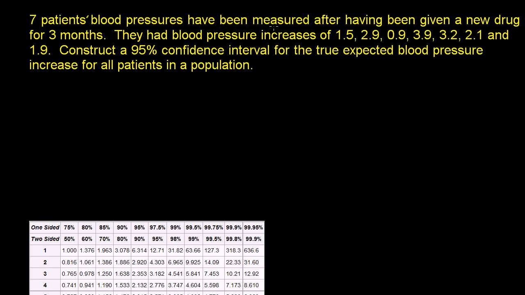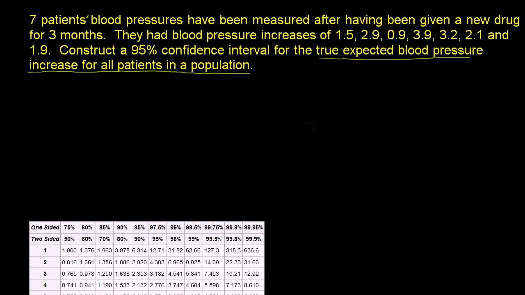7 patients' blood pressures have been measured after having been given a new drug for 3 months. They had blood pressure increases of, and they give us 7 data points right here. Who knows what that's in, some blood pressure units. Construct a 95% confidence interval for the true expected blood pressure increase for all patients in a population.